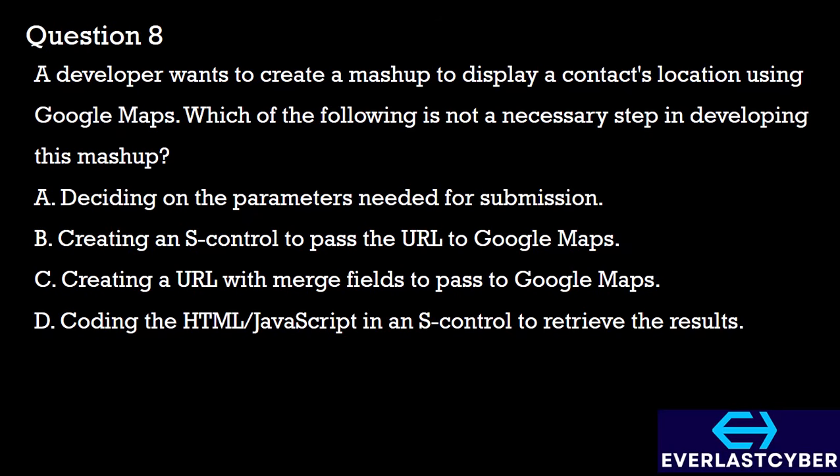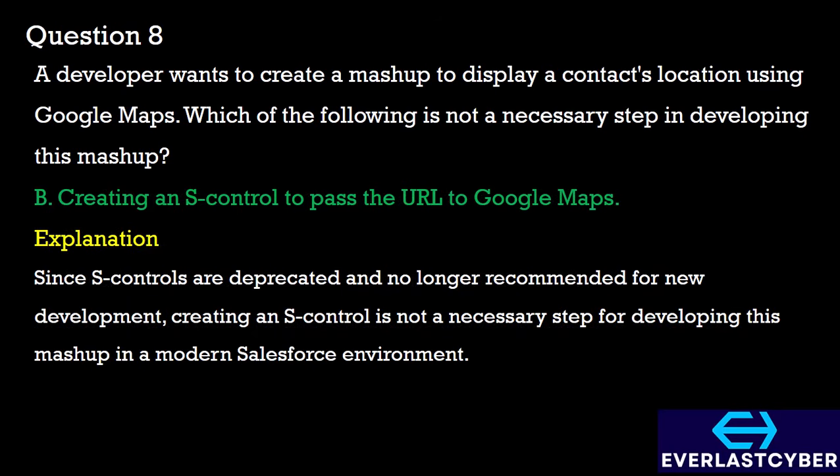While this was a necessary step in the past, it is now outdated since S controls have been deprecated. Today, you would likely use Visualforce, Lightning components, or a more modern method to achieve this. So with respect to the question, the option that is not a necessary step in developing this mashup is option B, creating an S control to pass the URL to Google Maps. S controls are deprecated now. What is in use now is Visualforce or Lightning components.